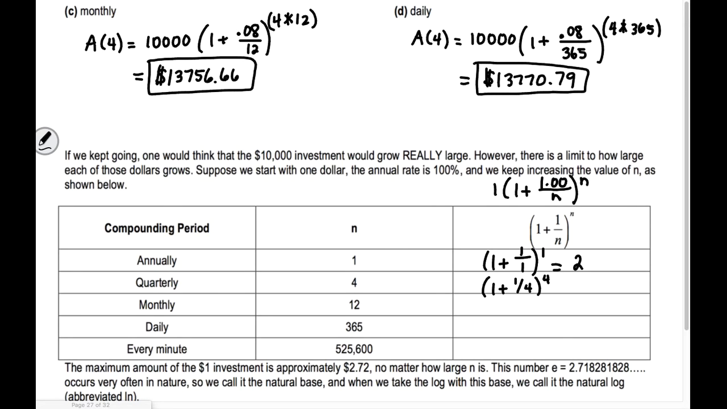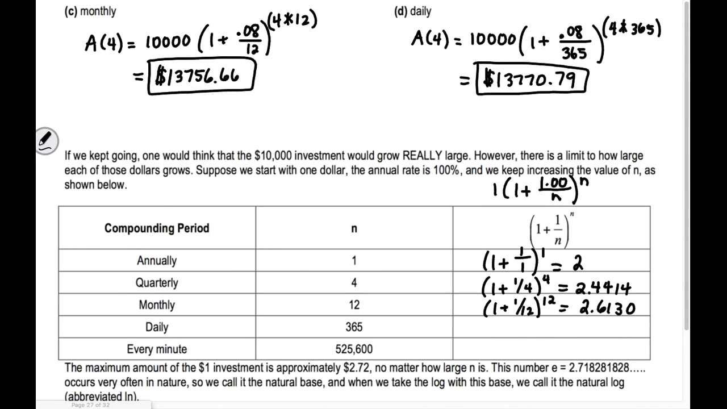So it's 2. The next one's a little bit harder to do in our head, so let's use our calculator. So I have 1 plus 1 divided by 4, raised to the 4. That $1 is growing even more. It's growing to $2.44. So I'm going to write 2.4414. Well, what if I did monthly? Then I would plug in 12 for my n. I forgot a parenthesis. So 1 plus 1 over 12, to the 12, it's growing to 2.6130. Do you see how it's getting a little bit bigger every single time?